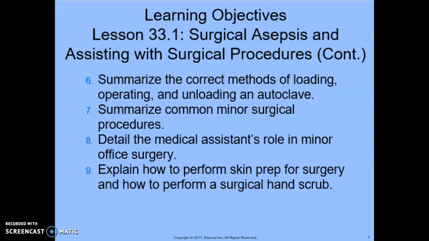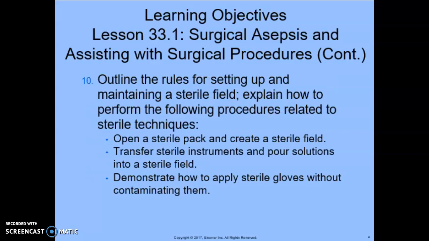Summarize common minor surgical procedures. Detail the medical assistant's role in minor office surgery. Explain how to perform skin prep for surgery and how to perform a surgical hand scrub. And be able to outline the rules for setting up and maintaining a sterile field.